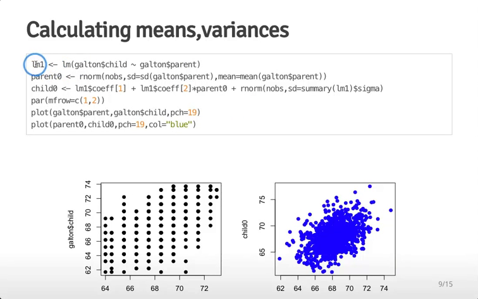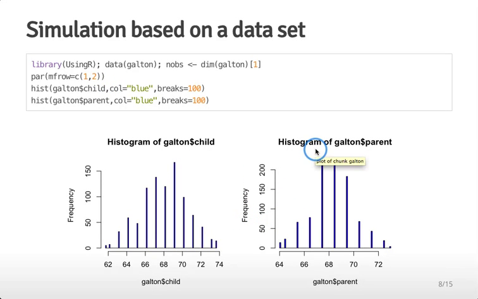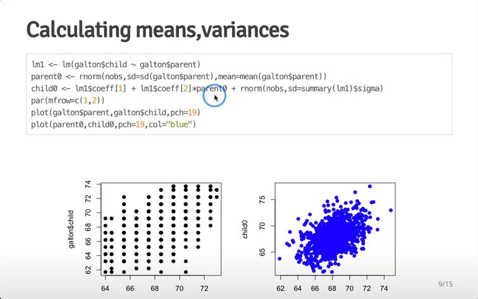So here what I've done is I fit a linear model relating the child's heights to the mid-parent's heights. So the outcome is child height, then the tilde separates over here the covariates, in this case the parent height. So then what I'm going to do is generate new parent heights from a normal distribution. Because this distribution here looks relatively normal, I'm going to generate it with the same standard deviation and the same mean as the parent heights in the original data set.